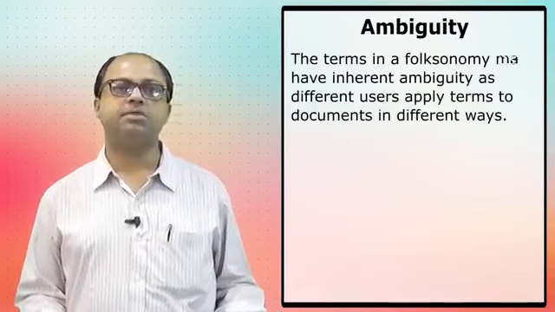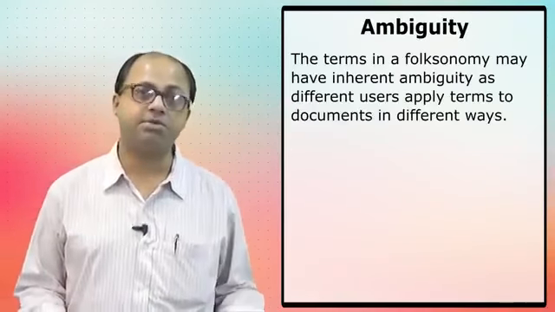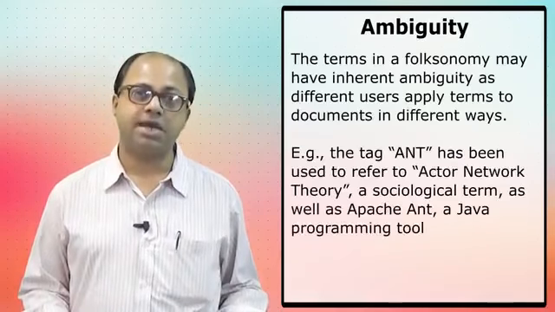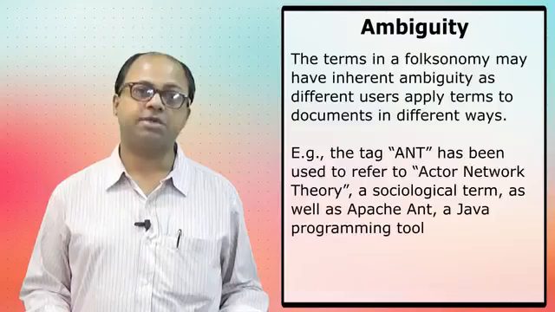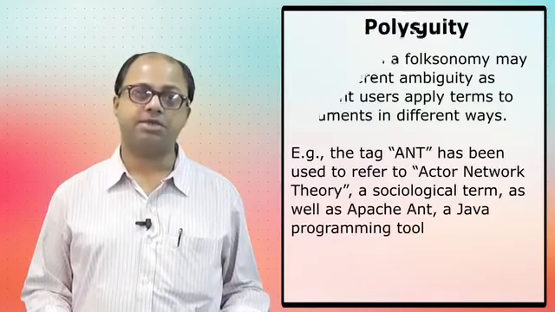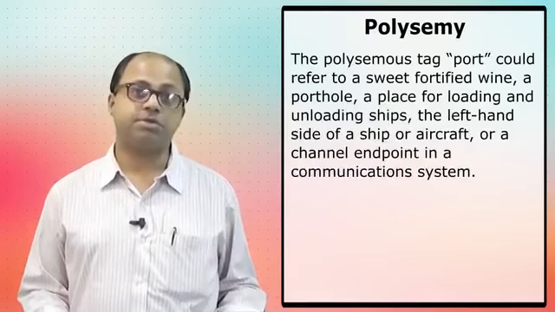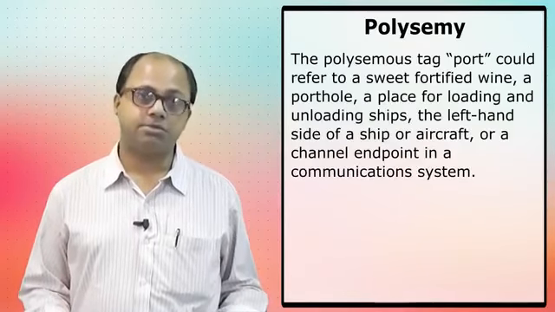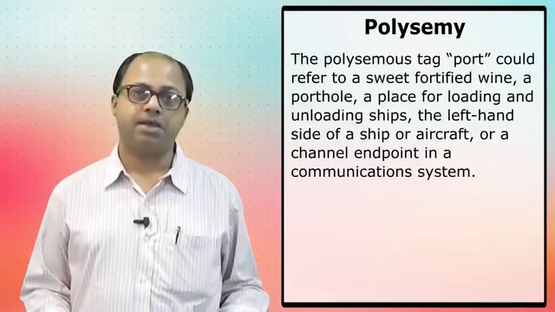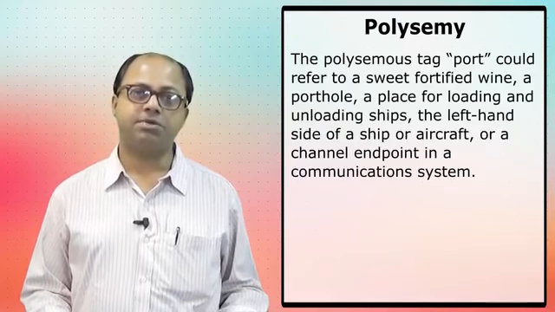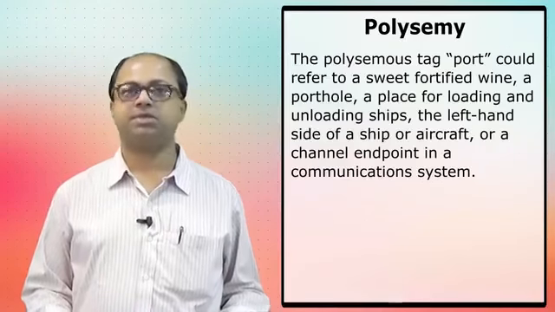Ambiguity. A term in a taxonomy may have inherent ambiguity, as different users apply terms to documents in different ways. The tag "ant" has been used to refer to actor network theory. And both are polysemous. The polysemous tag port could refer to a sweet fortified wine, a porthole, a place for loading and unloading ships, the left-hand side of a ship or aircraft, or a channel endpoint in a communication system.